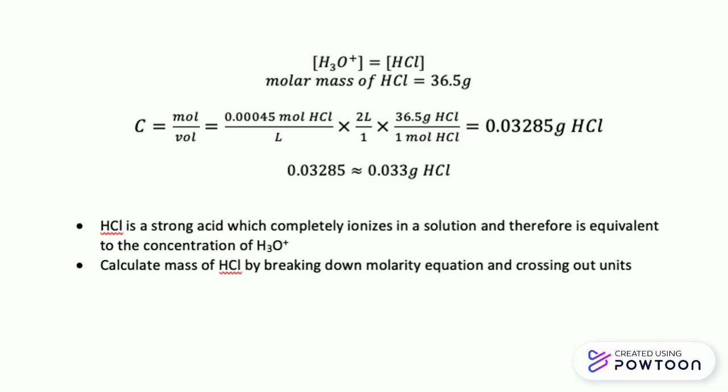0.00045 moles over 1 liter times 2 liters, because there are 2 liters of the solution mentioned in the question, times 36.5 grams of HCl over 1 mole of HCl, and should give us the total grams of HCl. In the end, our final answer is 0.03285 grams, which is then rounded to 0.033 grams of HCl.